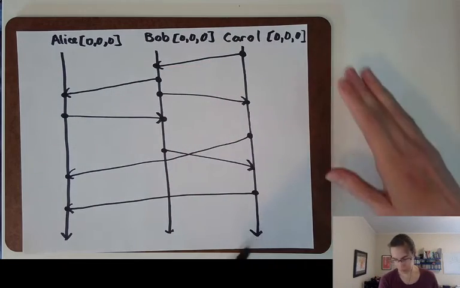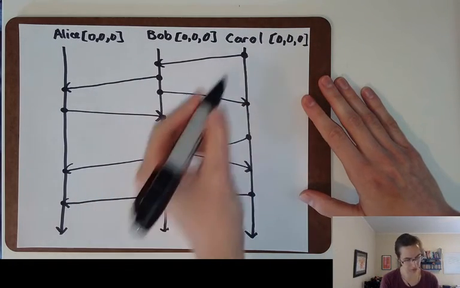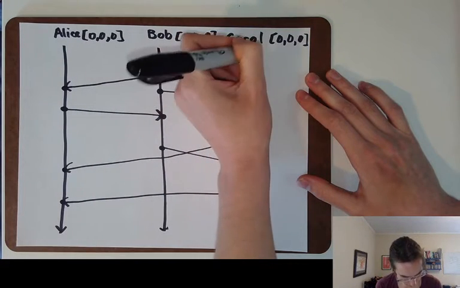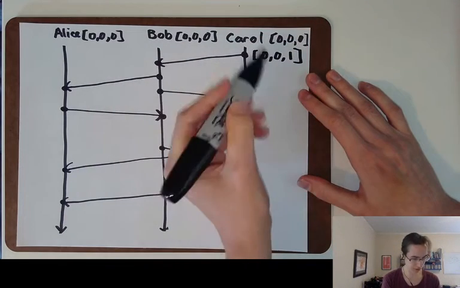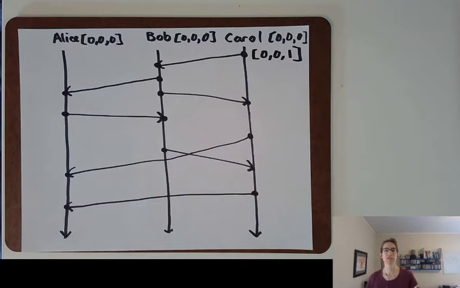Okay, so starting with Carol. So here's an event here. It's the first event that Carol knows about, and Carol doesn't know about any of Alice and Bob's events. So the vector clock here is going to be 0, 0, 1, because we're going to assume that that's the sequence of positions in this vector. That's another thing that has to be the case with vector clocks. All of the processes have to agree on an order for the processes in the vector clock.